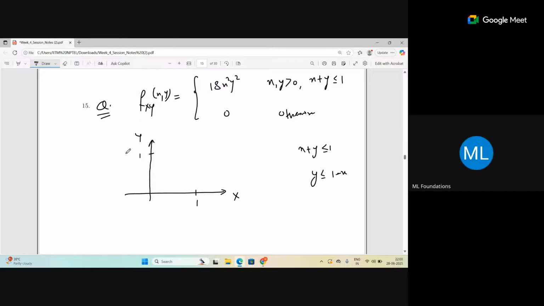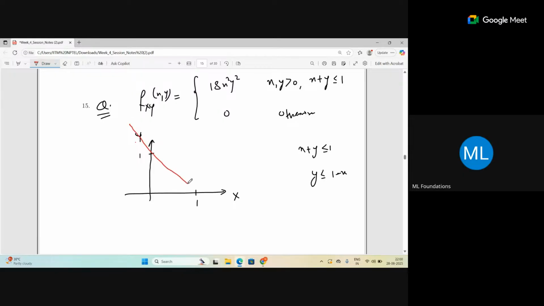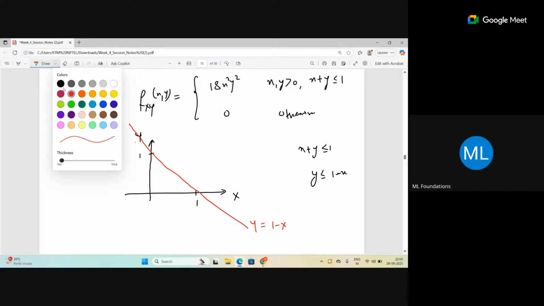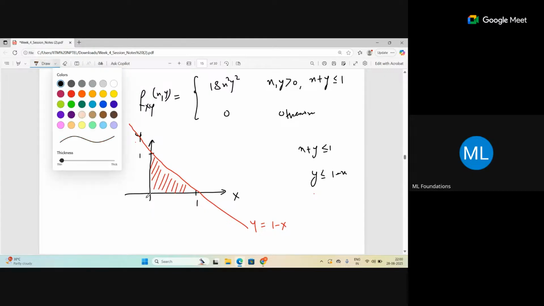So the line will intercept y at 1 and x at 1. This line is y equal to 1 minus x. But I need the support which is inside this, so y should be less than or equal to 1 minus x. Everything here will be the support, and x is greater than 0. So the second, third and fourth quadrants will not be included here. I hope you understand this part.